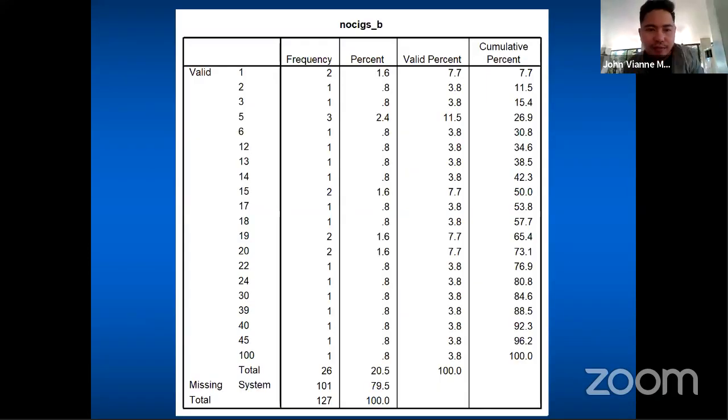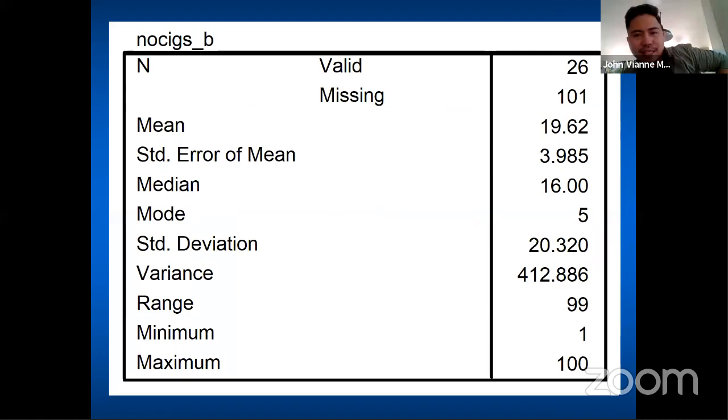For this one, we have a table of 1 to 100 as categories, and we have frequency and percentage. However, we can use that to compute the mean score. We have 26 valid responses, a mean score of 19.62, a standard error of the mean of 3.985, and a standard deviation of 20.32. That means the usual responses of the 26 lie closely around 18, 19, and 20. The minimum is 1 and the maximum is 100.